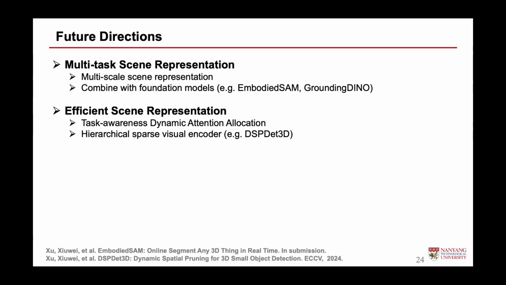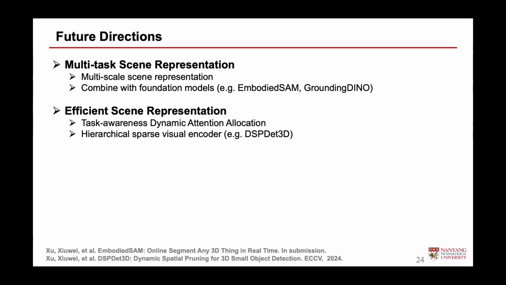And the second one is that we need to combine our online scene representation with foundation models, because we have a lot of visual foundation models like DINO and SAM. If we can use them, we can increase the generalization ability to some novel objects. As I just said, novel objects always appear in our household scenarios.